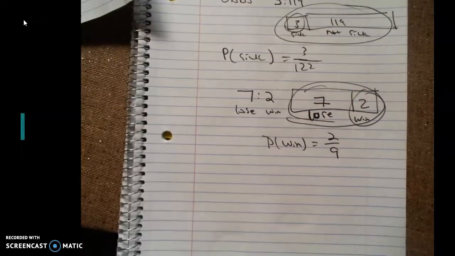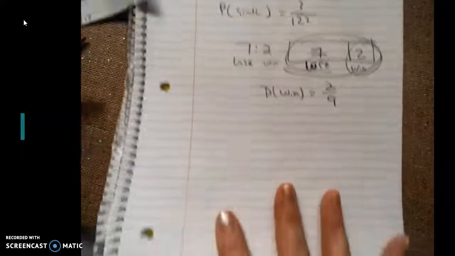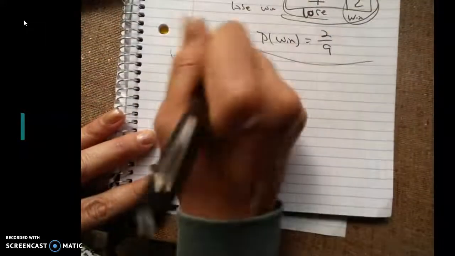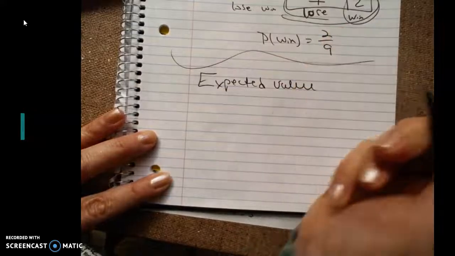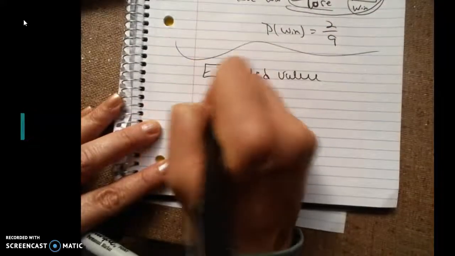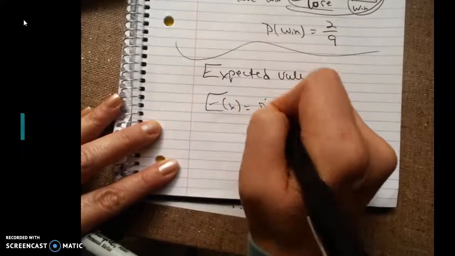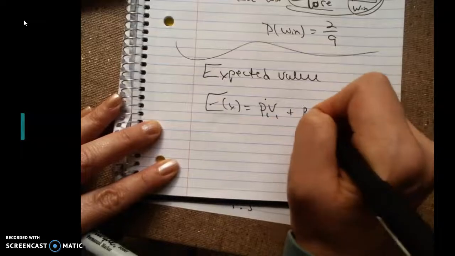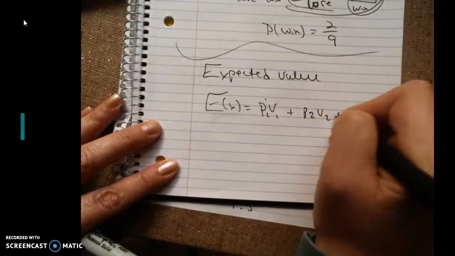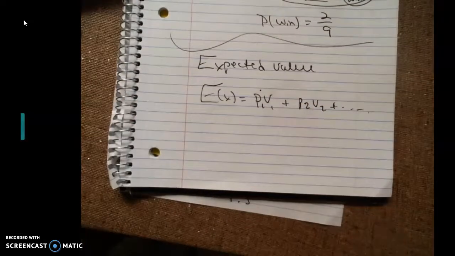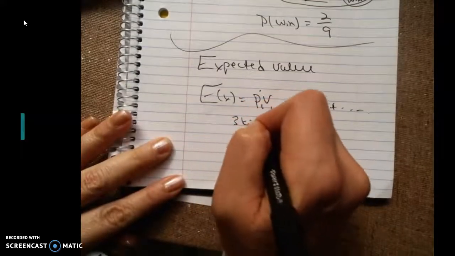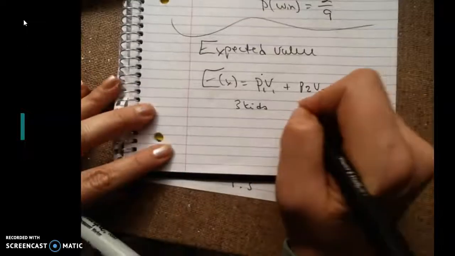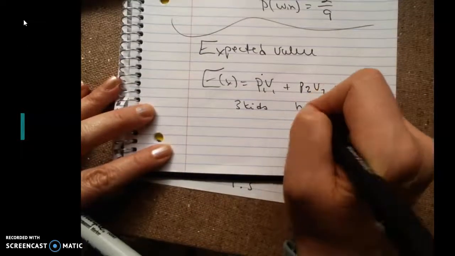All right, I'm going to talk about expected value. So we'll just start with expected value, and it looks like this. It's probability times value plus probability times value plus probability times value, and you keep going. So say you're going to have 3 kids, and I want to know the expected value, and we're going to focus on having girls.